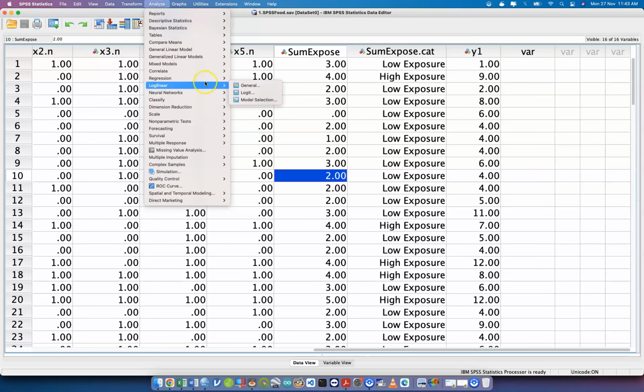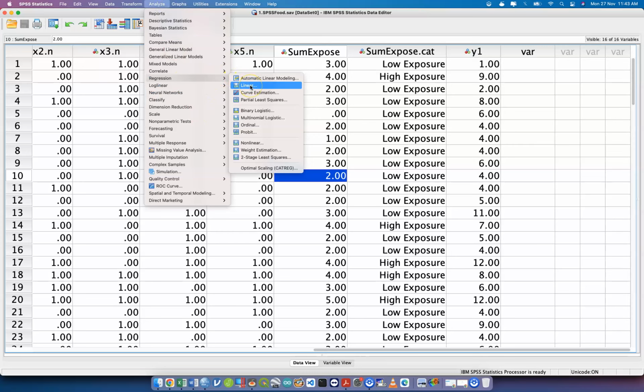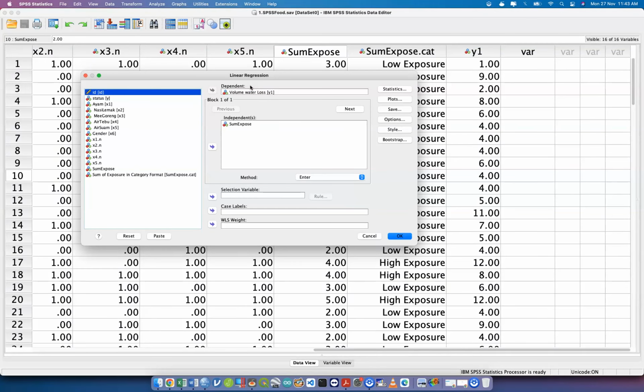Analyze, regression, and then linear. So this is how you run the simple linear regression using SPSS. Analyze, regression, linear. Okay, I'm going to run it with the assumption that the data is meeting the assumptions of simple linear regression. Understand?